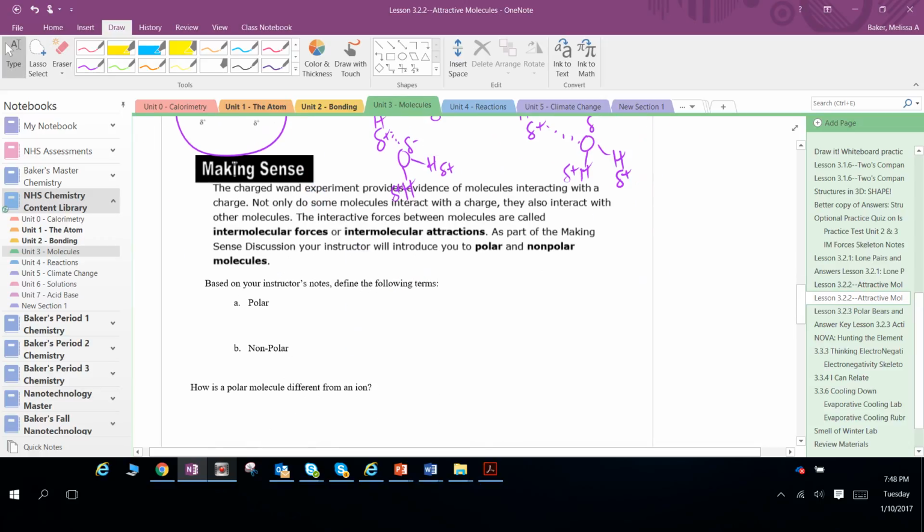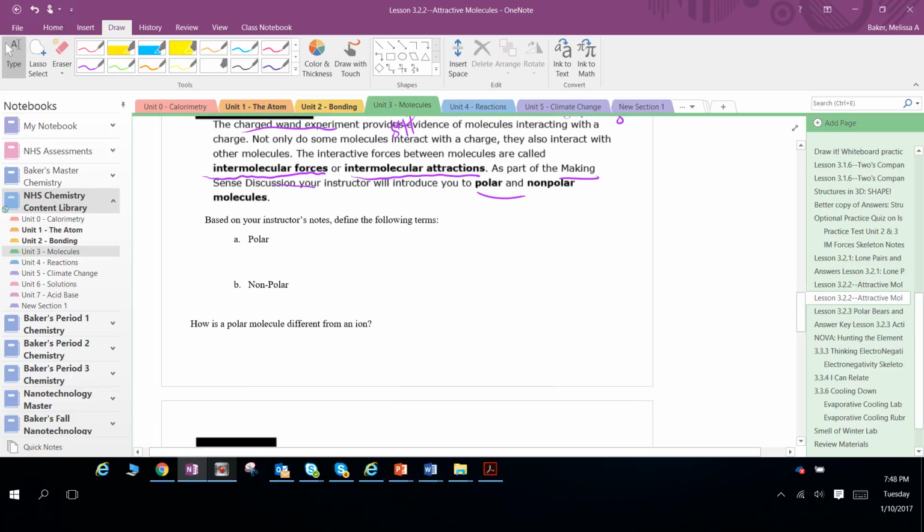It says the charged wand experiment, or in our case a balloon, provides evidence of molecules interacting with a charge. Not only do some of the molecules interact with the charge, but they also interact with other molecules. The interactive forces between molecules are called intermolecular forces, or intermolecular attractions. As part of the making sense discussion, we need to talk about polar and nonpolar molecules.